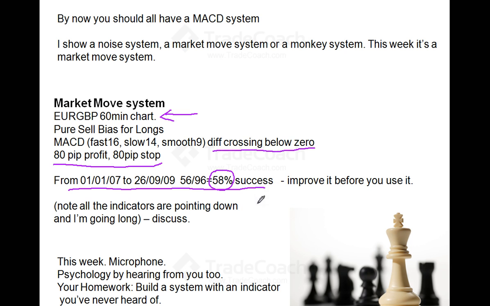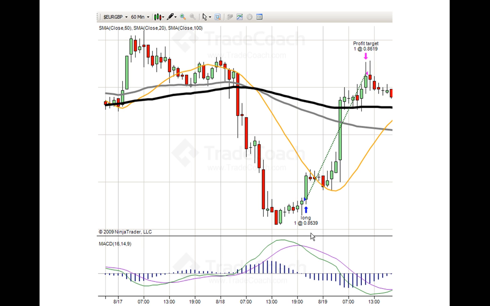What I'll do is I'll show you what it looks like, because there's a few key interesting points. So I have a pure sell bias. Now sell bias is 20 on the bottom, 50 in the middle, 100 on top, the three MAs. Then I have my MACD difference crossing from positive to negative, and then I go long up through here.